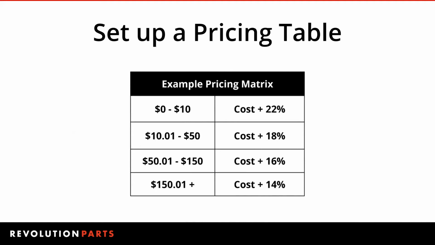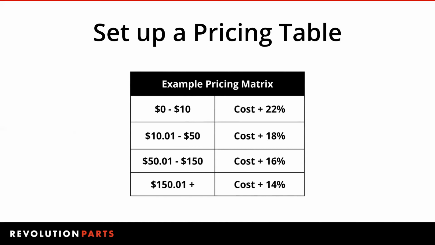So we recommend setting up tiered pricing called a pricing table or pricing matrix to balance out your prices. This helps your pricing stay profitable yet competitive. And it's actually much simpler than it sounds. Just break your inventory into a few different price tiers. You can add as many as you want, but you should have at least 3 or 4.